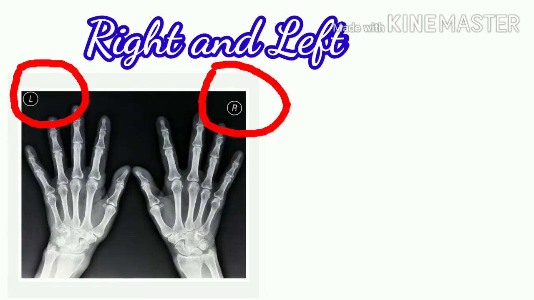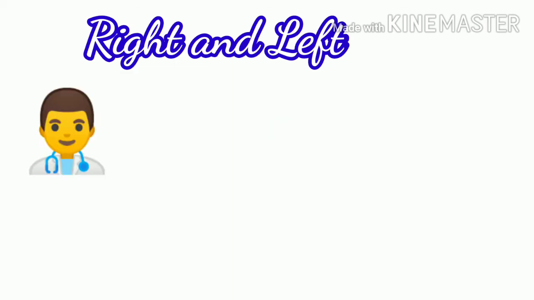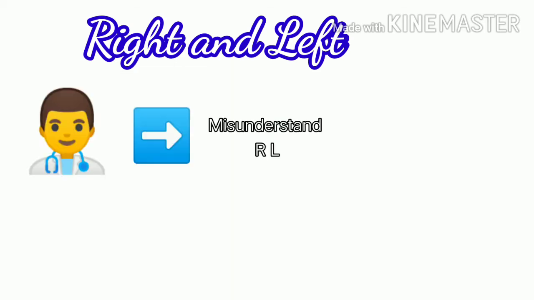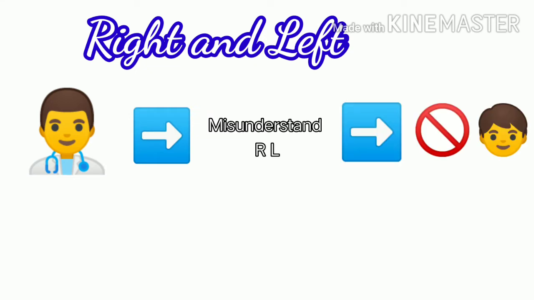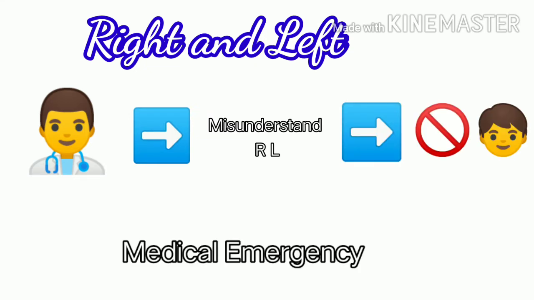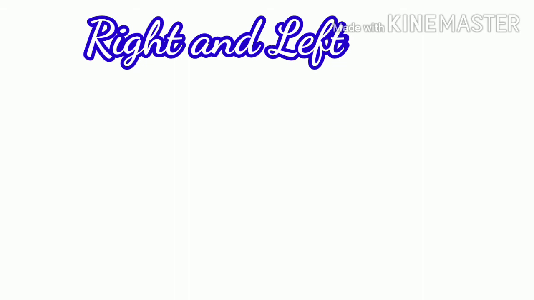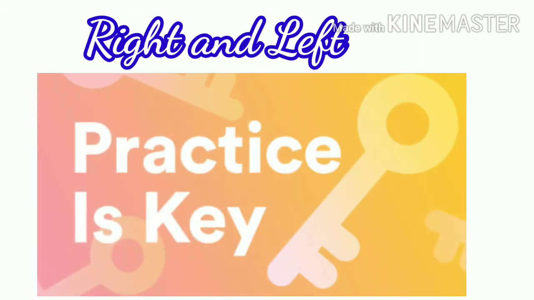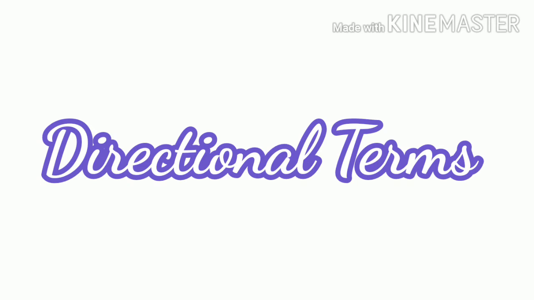Usually scans have an identifier given by the technician, so it can be easy to recognize the right and left. But sometimes people do make mistakes and misunderstand right and left, which can put the patient in trouble. So it's very important to know about right and left and to practice it. After a while you will get habituated to right and left. So now let's move to our topic, that is directional terms.